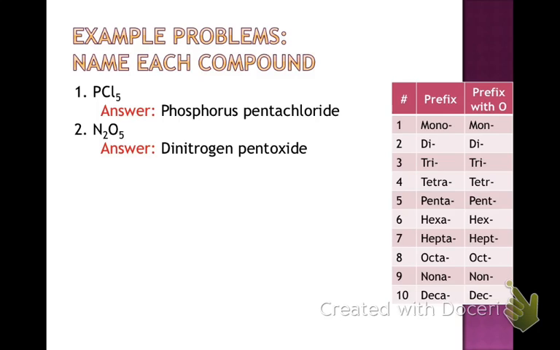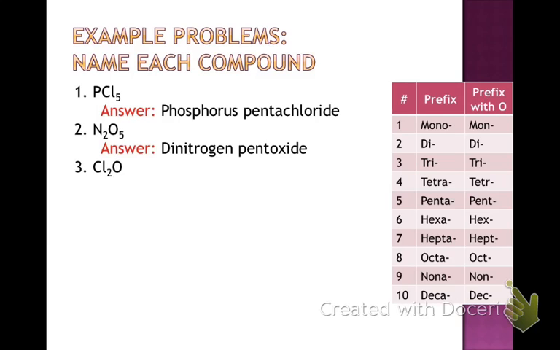This is dinitrogen pentoxide. Notice here we actually remember to eliminate or get rid of the A in penta, unlike up here, where we kept the A. We got rid of the A in pentoxide because the element itself begins with the letter O.